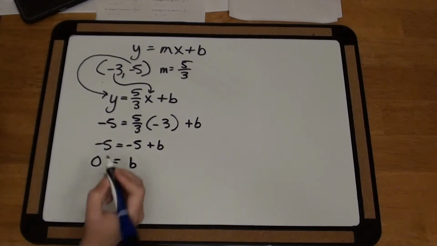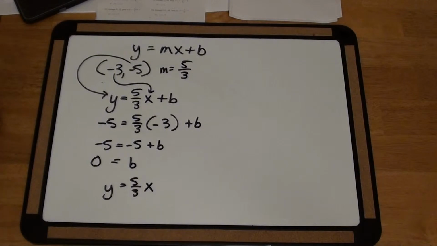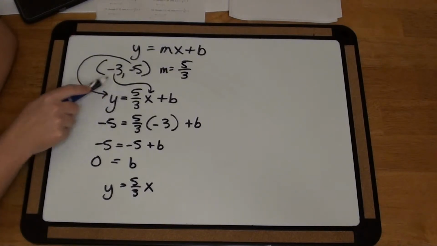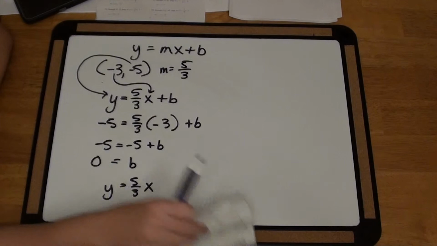So that, of course, means that my equation is just y equals 5/3 x. It's always going to be the same process. Put the slope into the equation, substitute in your x and y that you know, solve for b, and then rewrite your equation.